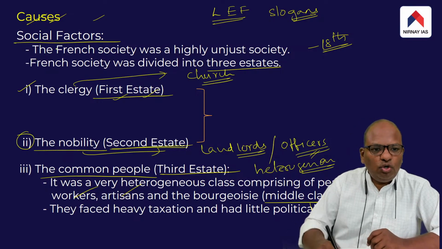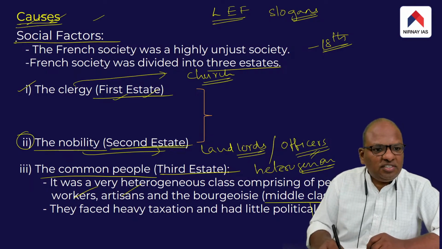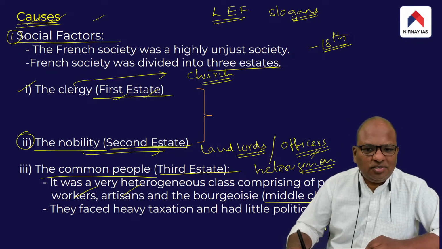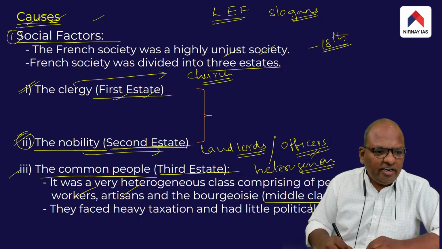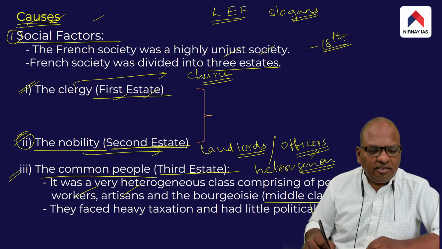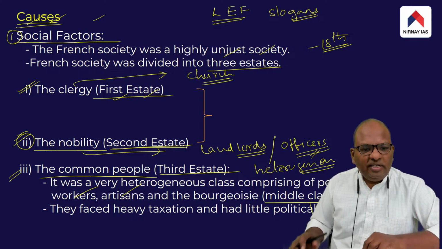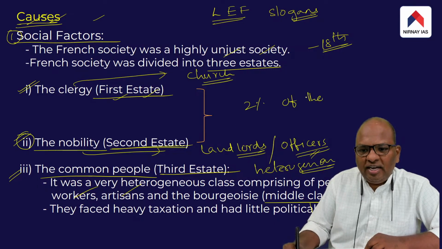We are now discussing the causes for the outbreak of the French Revolution. The first cause is the social factor, that is, French society was a very unjust society, divided into three estates: the first, the second, and the third estate. So how is this society unjust? The first and the second estate put together accounted for just 2% of the entire French population.